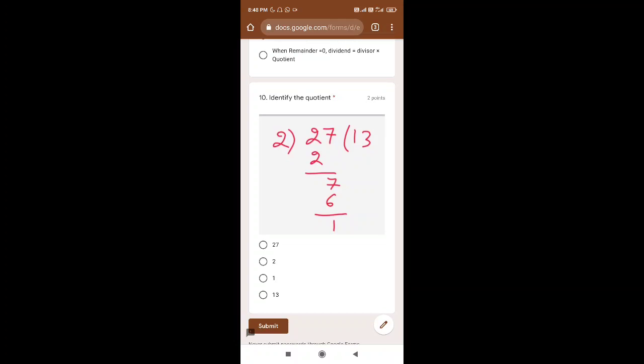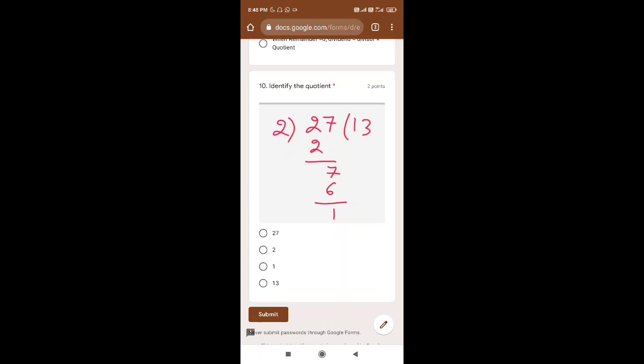Yes, very good. So 13 is the quotient here. So option A 27, option B 20, option C 1, option D 13. So 13 is given in option D. So option D will be your correct answer, that is 13.